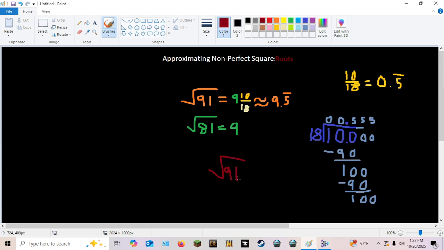Square root of 91 is what? In my calculator, it approximates to, I don't know why I keep writing the equal sign, approximately 9.539. That is actually so close that it's even easy. You just have to know the perfect squares.